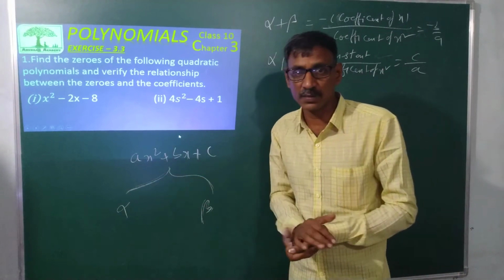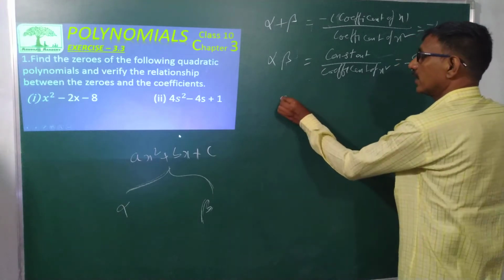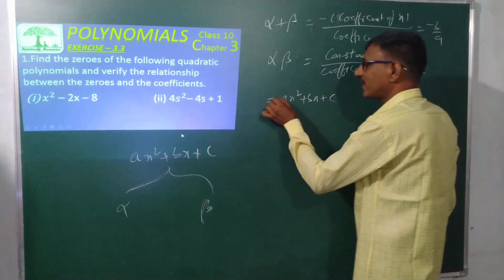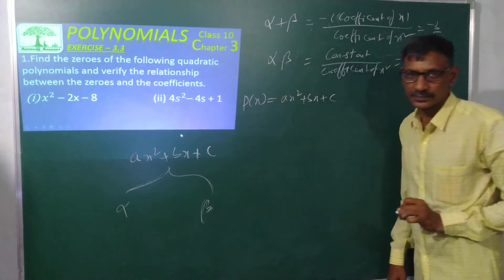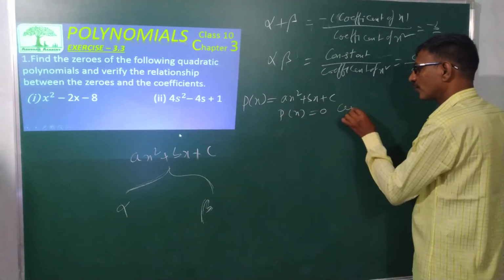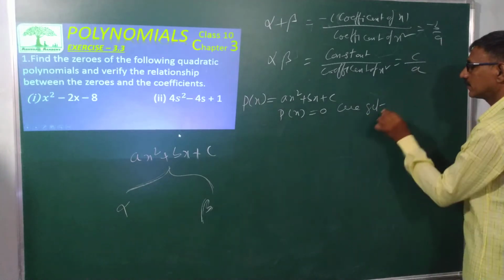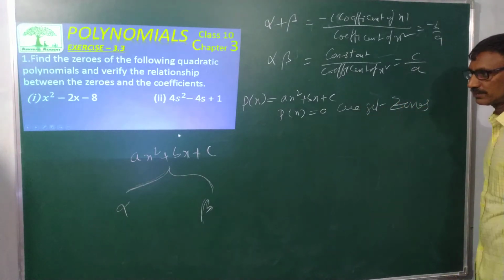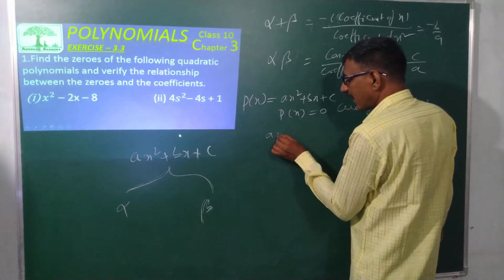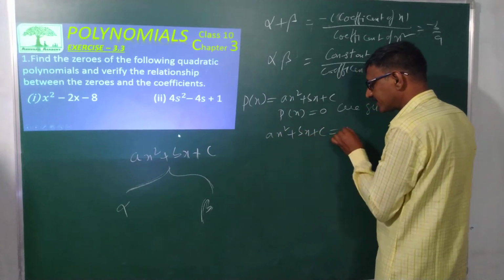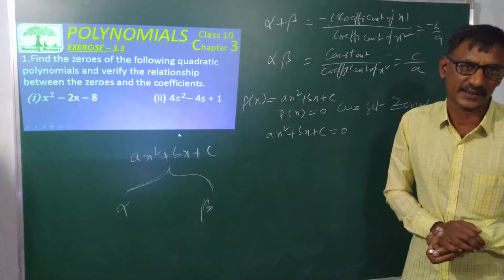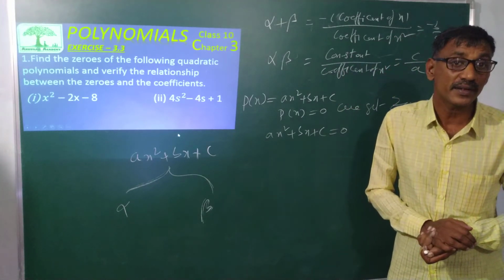Okay, ax square plus bx plus c is my quadratic polynomial. In general, this is p of x. We know that when p of x is equal to 0, we get the zeros. Am I right? Therefore, ax square plus bx plus c is equal to 0. I would like to divide by a on both sides.